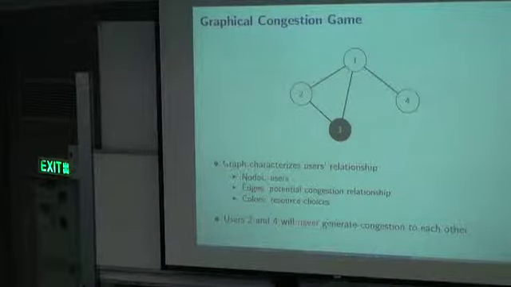If two nodes, for example node 1 and node 2, are connected by an edge, it means that if these two drivers choose the same route, they are going to cause congestion to each other. Notice that not all nodes are connected. Otherwise, it's a complete graph, and that's not interesting. So node 2 and node 4 are not connected, which means even if they choose the same routes, they are not going to cause congestion to each other. That is the basic unique feature of this graphical congestion game.